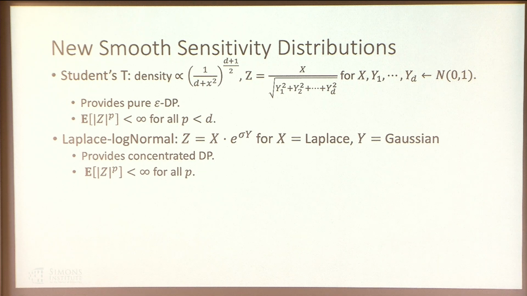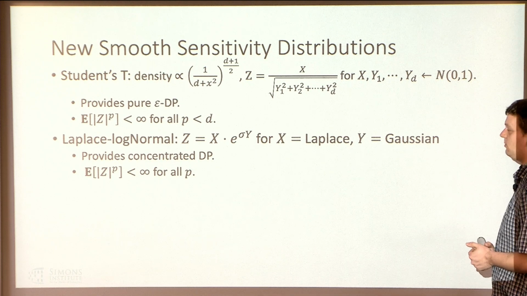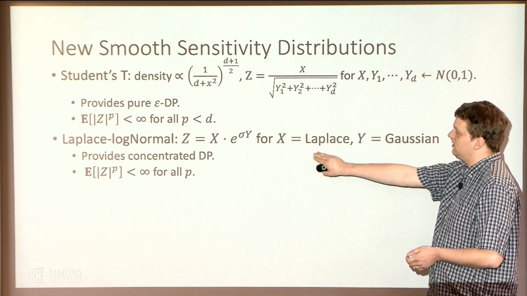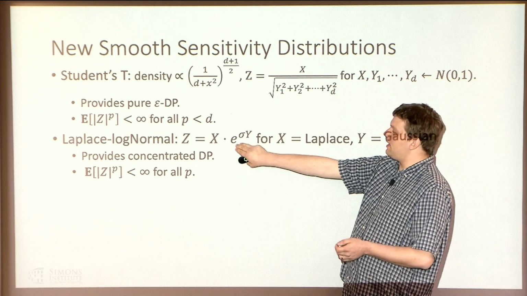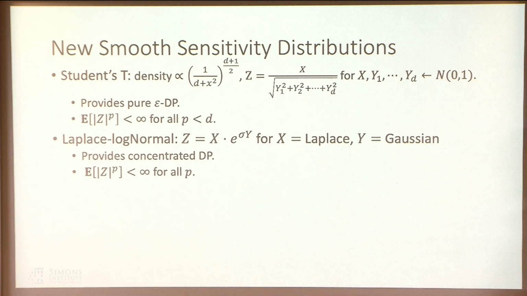But let me tell you the first new distribution, which I call the Laplace-logNormal distribution. Basically, you take a standard Laplace, that's your x, and then you multiply it by a log-normal distribution. So log-normal is e to the normal. Multiply these two together, and you're going to get a distribution that satisfies concentrated DP, which is nice. And also it has all of its moments. All of the moments exist. So it's a much better behaved distribution, although again it's a different definition of privacy.